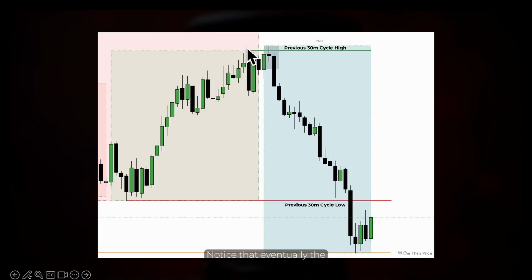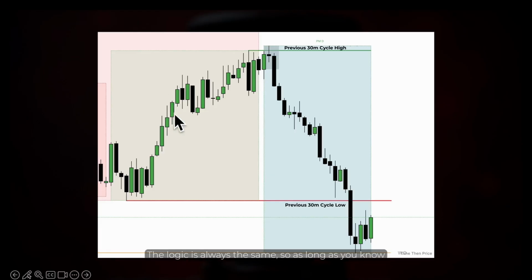Notice that eventually the high of the green box forms, and the green box is representing a 30-minute cycle for your info. I'm just referring to the green box so that you can visually see it. And the reason why is because of the following. These time cycles are basically the same across all different time cycles, meaning across the bigger time cycles, across the smaller time cycles. The logic is always the same.